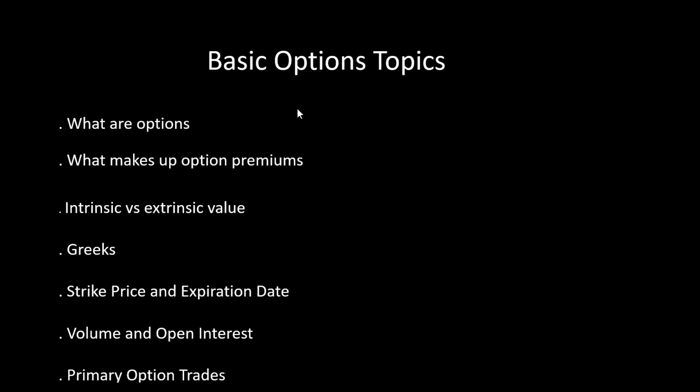All right, so what we're going to talk about here, and I can't go through everything on options because it would take way too long, but I do want to cover some fairly basic stuff. So we're going to talk about what are options. We're going to talk about what makes up the option premium. We're going to talk about intrinsic versus extrinsic value. This is important. We're going to cover the Greeks a little bit, not a lot. We'll talk about strike price and expiration dates, volume and open interest that we just talked about, and primary option trades, the primary ones I use.